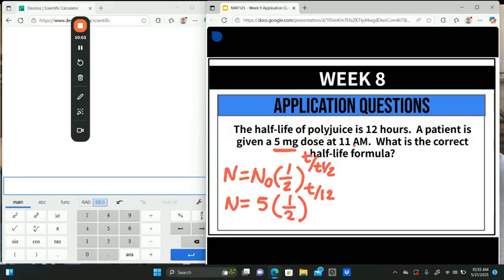And this number 11 a.m., that's just the starting time. No time has actually elapsed yet. Typically, they will give you how much time has elapsed, and then you can fill in that T. But right now, they're just asking for the formula. They're not asking us to solve or anything. So we're going to use this, so keep this handy.